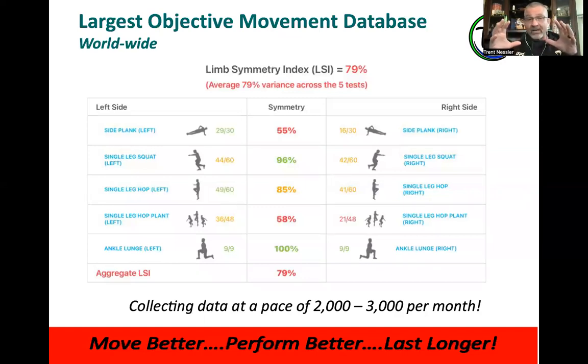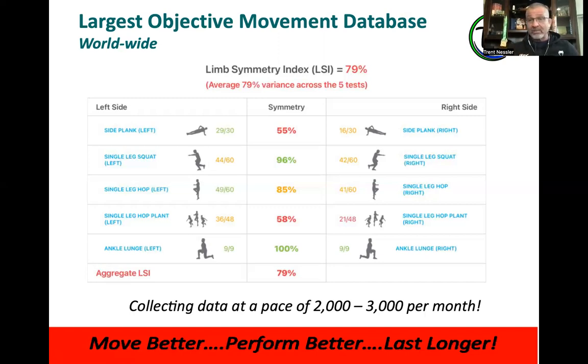This is what limb symmetry looks like when we look at our system. It's not only limb symmetry, but it also includes what we call LQI, which is limb quality index. At a very quick visual cue, you can see where people are with symmetry, but you can also see that if they're symmetrical at a movement, they may still have some ability to improve the quality of that movement. We'll talk a little bit more about that.